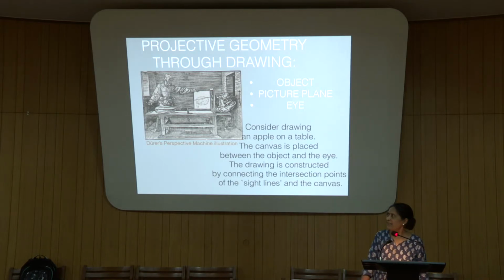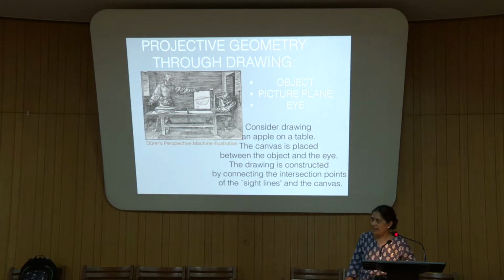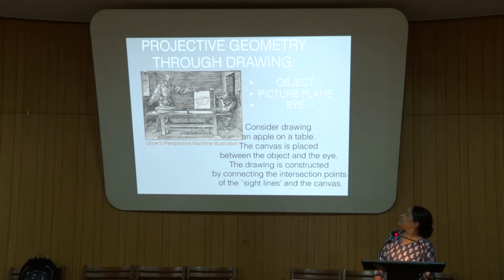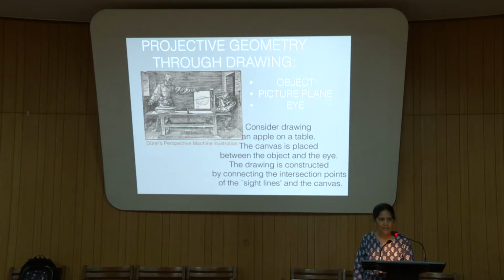So here I've mainly talked about mathematics, but I thought that I'll just dwell on art a little bit. So projective geometry through drawing. This is an illustration of Dürer's perspective machine. Dürer was a very famous Renaissance artist, and he had a perspective machine which looked like this.